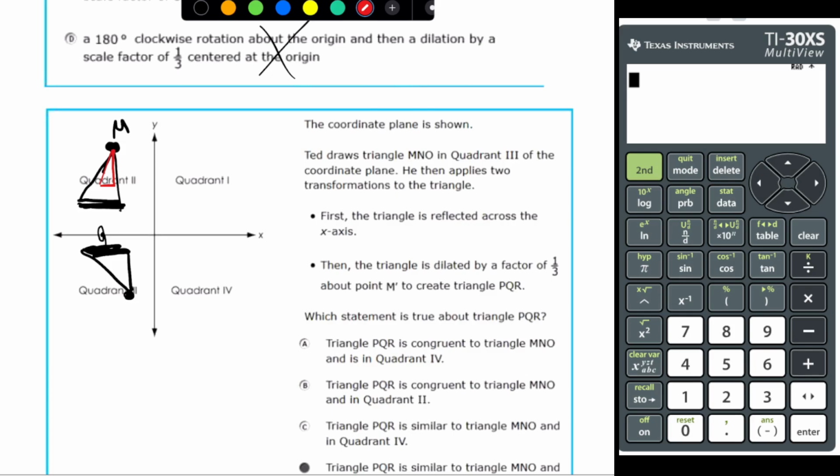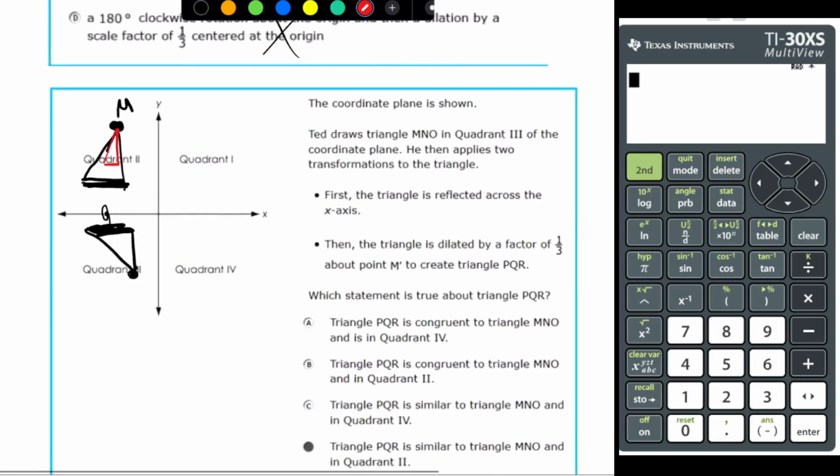So it says, which statement is true about PQR? PQR is congruent to triangle MNO. We know it's not congruent because we had a dilation. Dilation automatically makes it not congruent, which means B is wrong as well. Triangle PQR is similar to triangle MNO and is in quadrant 4.